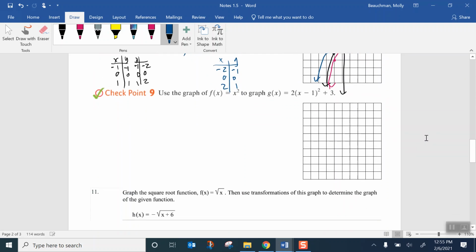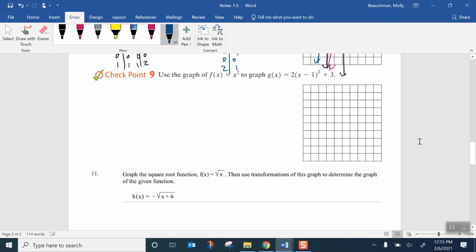Next example, use the graph of x squared to graph 2 times x minus 1 squared plus 3. So we're doing a whole bunch of things to the graph of x squared. The graph of x squared is our basic parabola: 0, 0, 1, 1, negative 1, 1, 2, 4, negative 2, 4. So our basic parabola x squared. You know from vertex form that the vertex, let me write this down.